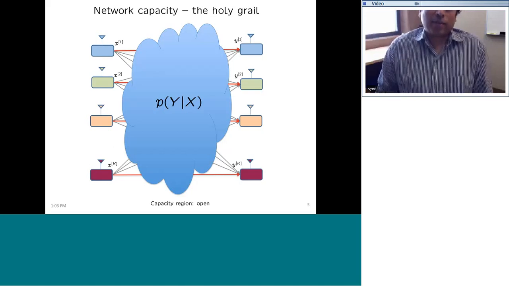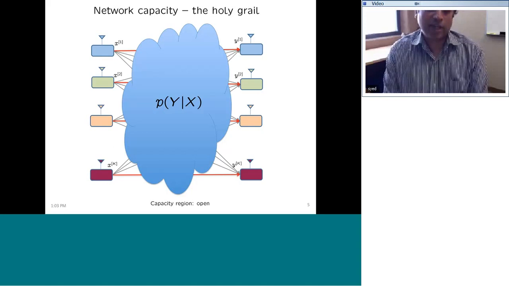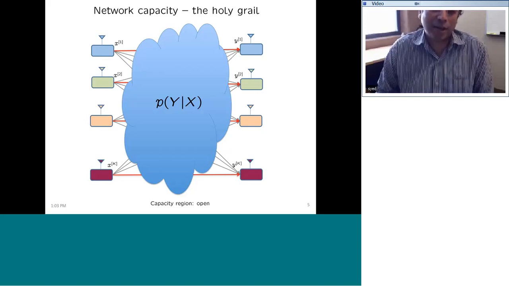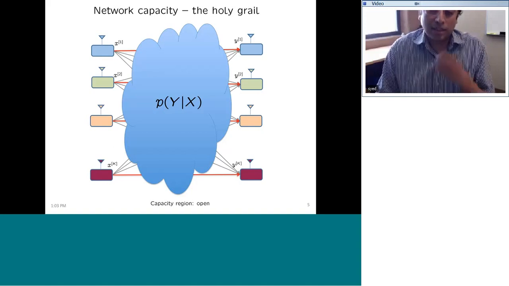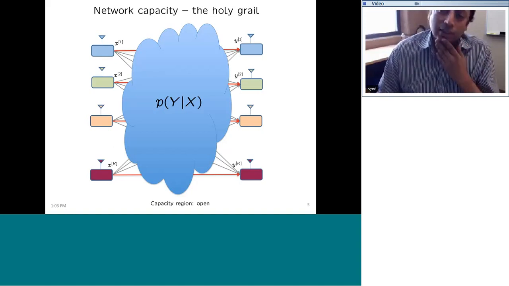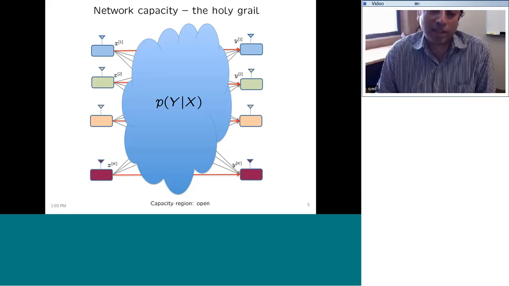All right, so network capacity is something we recognize as the holy grail of network information theory. It has guaranteed job security for information theorists for quite a while, and it's supposed to be like that for any time in the future as well. This problem is an open problem. The capacity region is not known. But let's think for a second, what if this problem could be solved? What if you could find the capacity region of an arbitrary network?